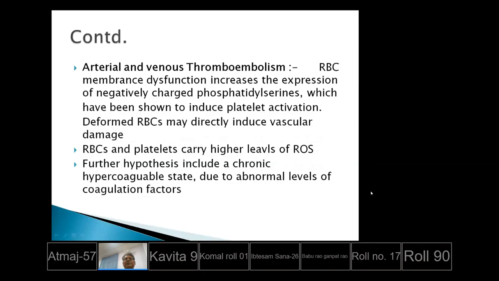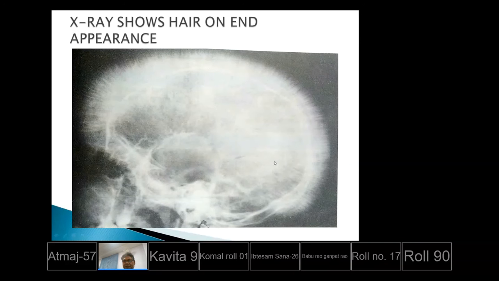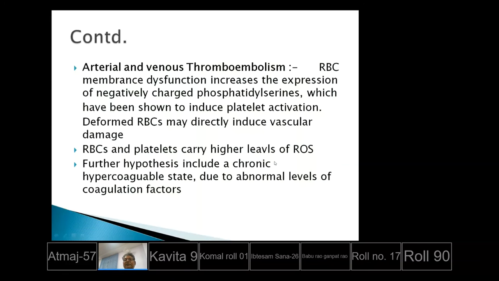Arterial and venous thromboembolism. RBC membrane dysfunction increases the expression of negatively charged phosphatidylserine, which has been shown to induce platelet activation. The deformed RBC may directly induce vascular damage. RBC and platelets carry higher levels of ROS. Further hypotheses include a chronic hypercoagulable state due to abnormal levels of coagulation factors. All these factors lead to arterial and venous thromboembolism.